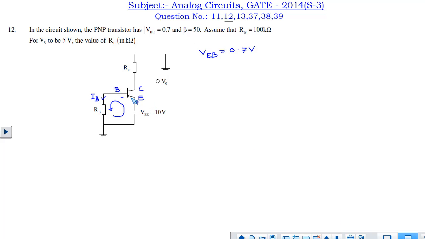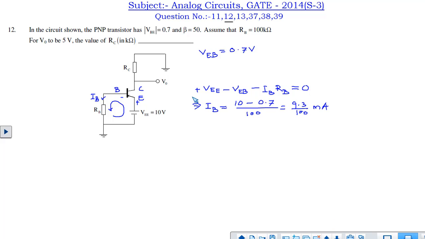Now if we apply KVL across this loop, let's say IB current is flowing through this resistor RB, then we can have the KVL equation VEE minus VEB minus IB RB equal to 0. We have the VEE value, VEB value, and RB value is also given as 100 kilo ohm. So you can easily get the value of IB from this equation. So IB is nothing but 9.3 divided by 100 milliampere.